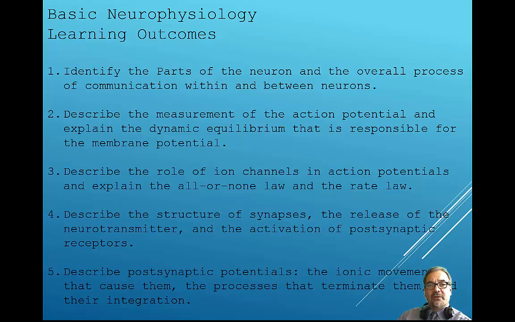The overall objective for this chapter is for you to be able to identify the parts of the neurons and the overall process of communication within neurons and between neurons. So the action potential, excitatory postsynaptic potential, inhibitory postsynaptic potential, how these aspects of communication within a neuron happen, and then how 2 neurons communicate with each other through the process of neurotransmission.